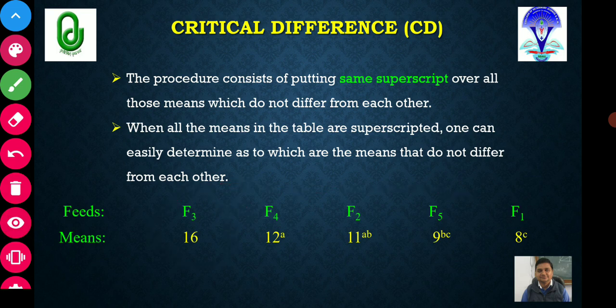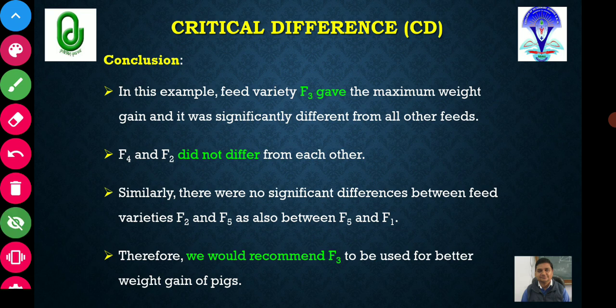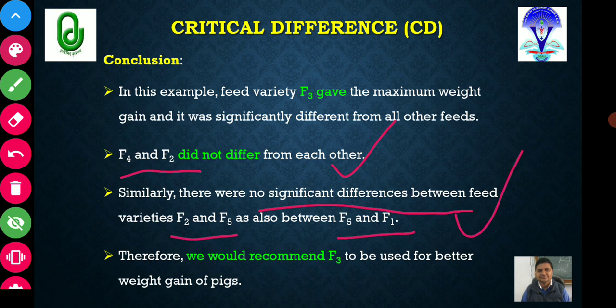Similarly, I have concluded 2-3 points there. Another point is that F4 and F2 do not differ from each other. Why? Because they either have the same superscript or they are underlined with the line. Similarly, there is no significant difference between feed F2 and F5, and F5 and F1. So these also you can conclude from the underline or superscript. Therefore, we would recommend F3 to be used for better weight gain in pigs. So like this, you can conclude.